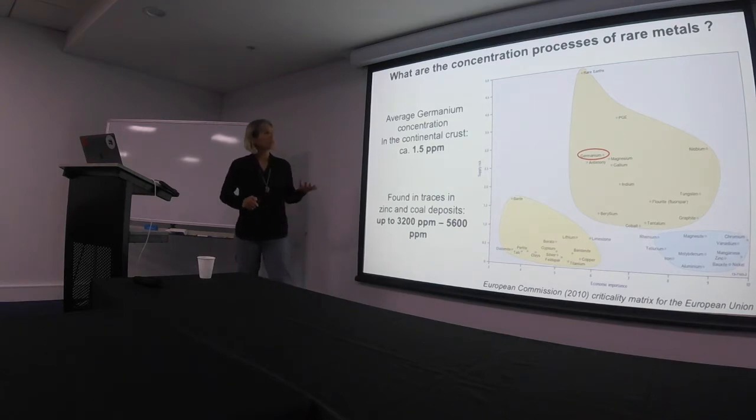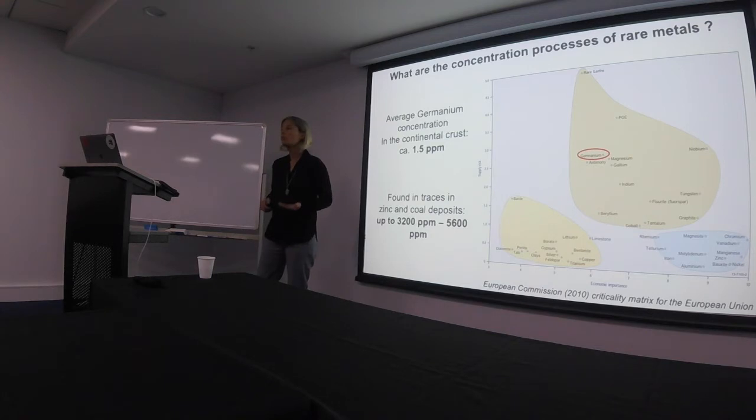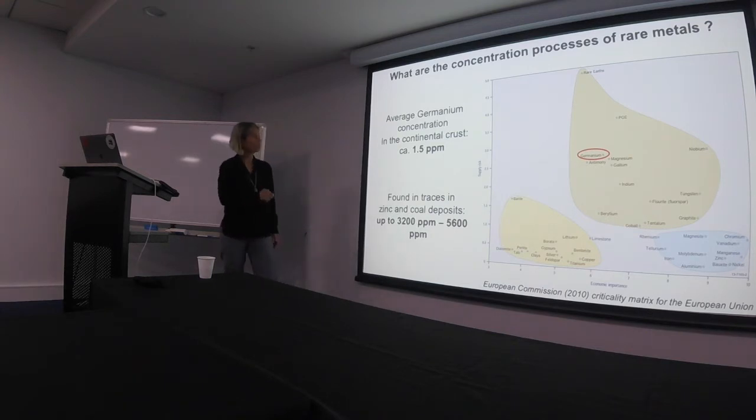So, what kind of concentration are we talking about? For example, germanium has an average concentration in the crust of 1.5 ppm. It can be found in traces around a few thousand ppm in zinc and coal deposits.